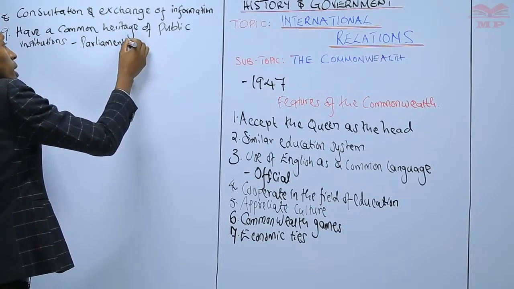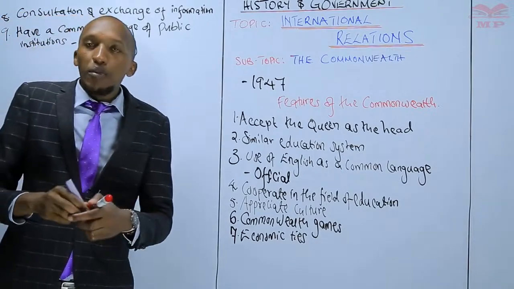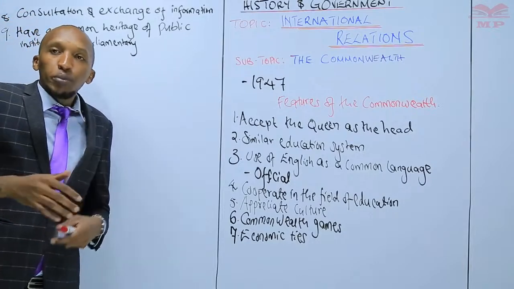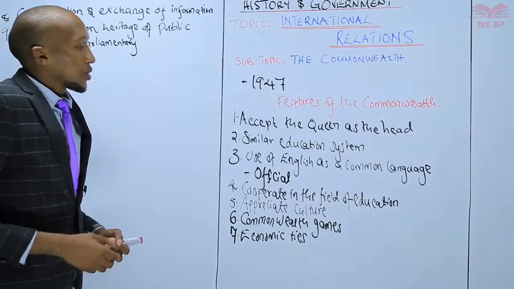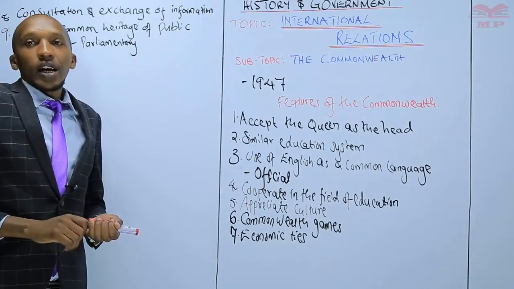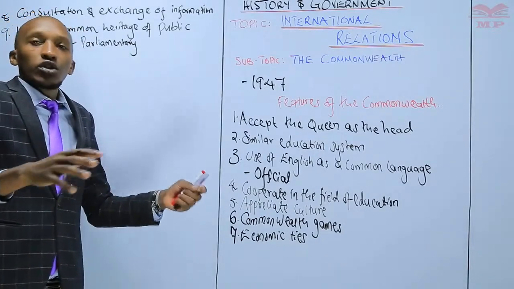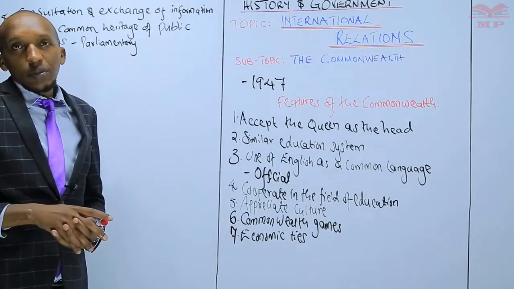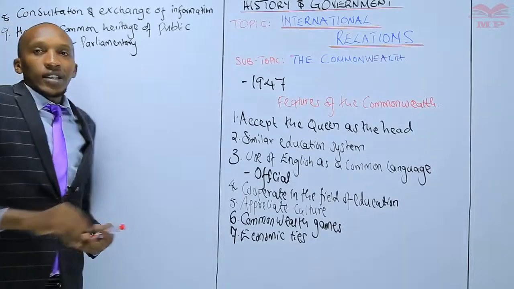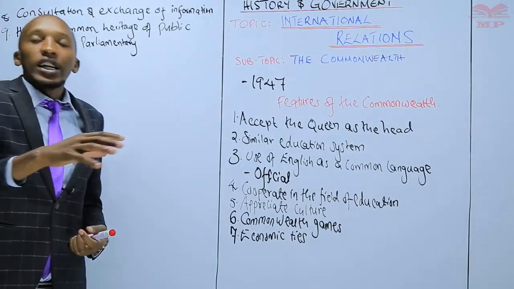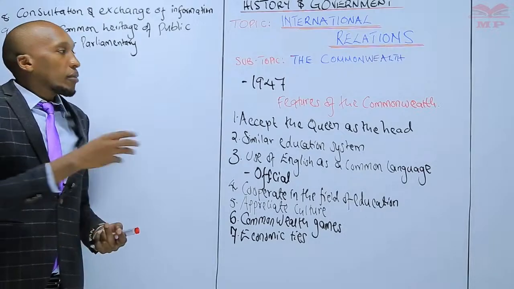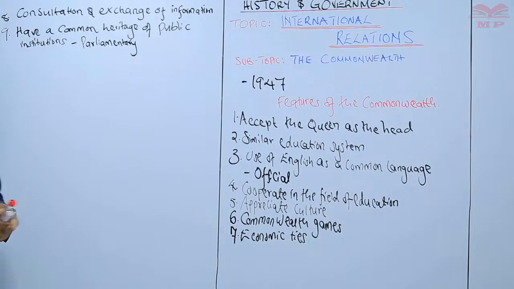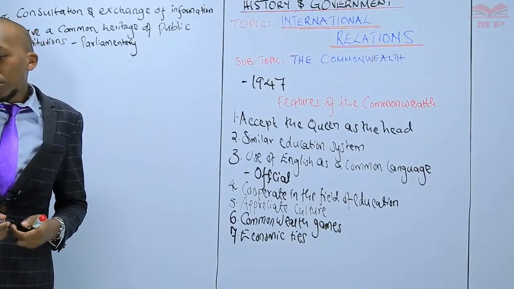Parliamentary system. Remember that in Britain they have a monarch, but that monarchy is not an absolute monarch. They have a constitutional monarchy. We have the prime minister who heads or controls the affairs of the nation, and we have a very strong parliamentary system. So this is an example of an institution that was adopted by most of the members of the Commonwealth. These they borrowed from Britain that had colonized most of them.